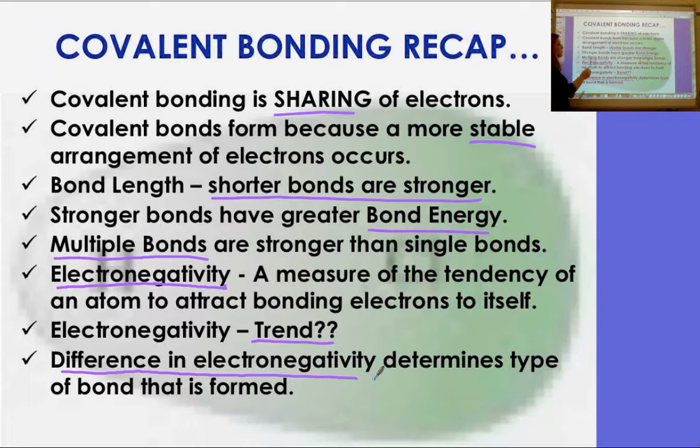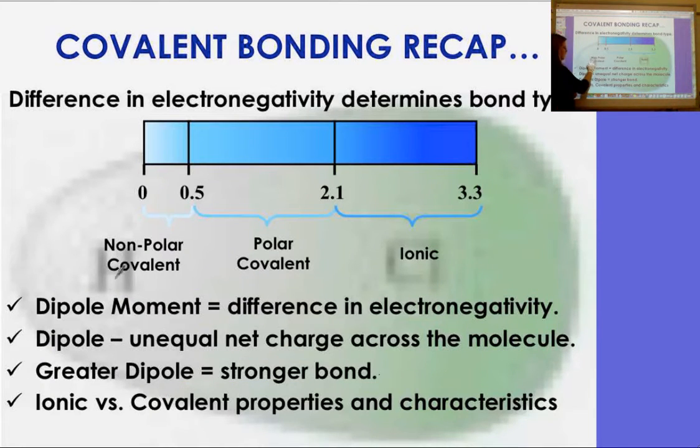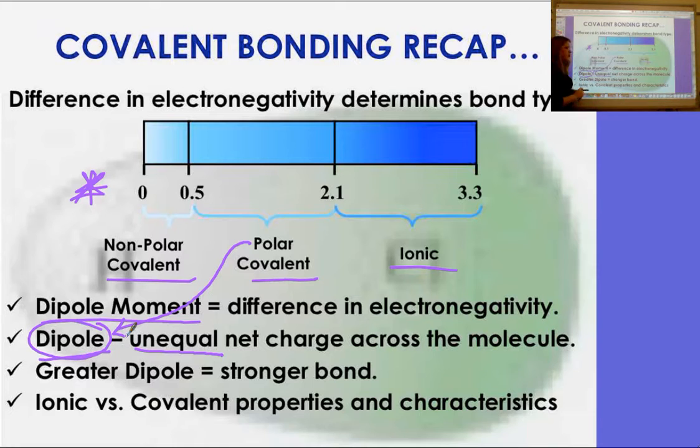You can have 3 different types of bonds. They are nonpolar, polar, and ionic. Don't forget to learn the numbers, the scales, and which one fits where. We said the dipole moment was the difference in electronegativity. The dipole means it's unequal. So whenever you have a dipole, it has to be a polar covalent bond. They're sharing, but it's an unequal share. The greater the dipole, the higher the number, the stronger the bond.